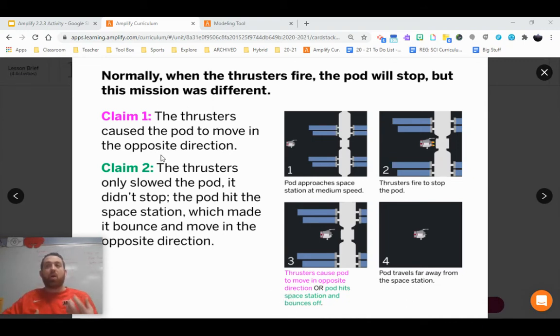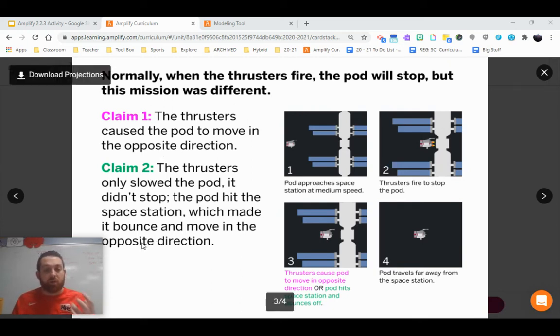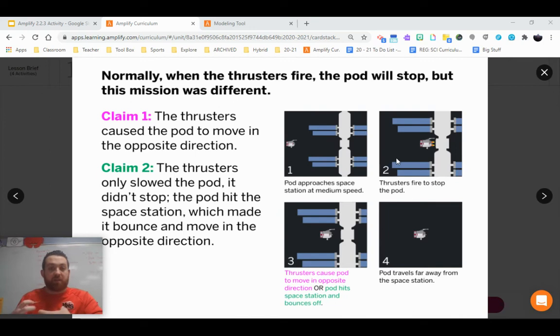Or in other words, what could be going on with the information that we know to help us explain how claim one here and how claim two could come to be? So we know that our space pod was approaching our station with a specific amount of velocity. A normal amount of thruster force was being used. And at that point, we lost sight of our space pod. We don't know what happened.